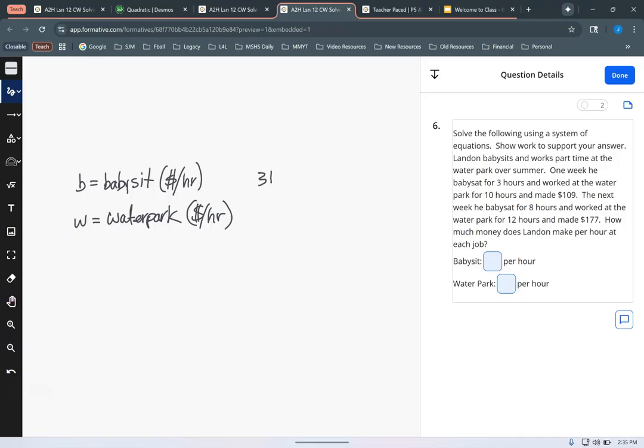So 3B, which would be 3 hours babysitting, plus 10W, 10 hours at the water park, equals $109. Sure, that would make sense. Well, that's pretty easy, huh? What would be another one then? Sure, that sounds good. 8B plus 12W equals 177. So we have 2 statements that connect babysitting and water park pay rates. And because we have those 2 statements, we can now use them to narrow in on a solution for B and W.